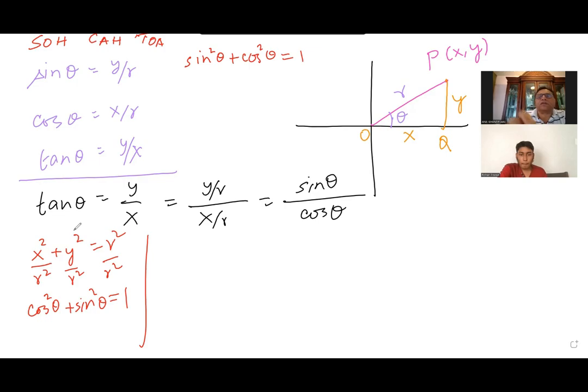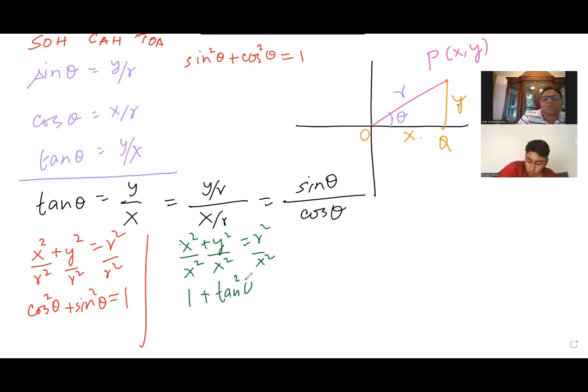Now, let me redo this calculation by dividing with a different number. We have x squared plus y squared equals r squared. This is Pythagorean theorem, right? Let me divide everything by x squared now. So x squared divided by x squared is 1. Y over x is what? Tan, right? Equals r over x, which is secant squared theta.